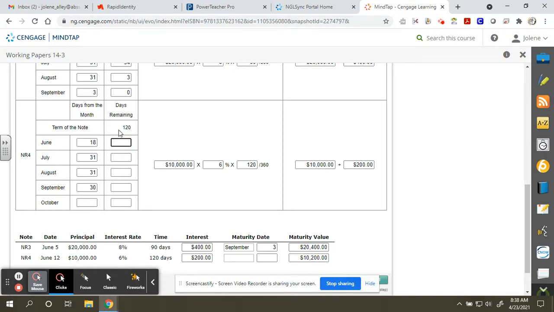So let's do some subtraction. 120 minus 18 gives us 102. 102 minus 31 gives us 71. 71 minus 31 gives us 40. 40 minus 30 gives us 10. October 10th, this is going to be due.